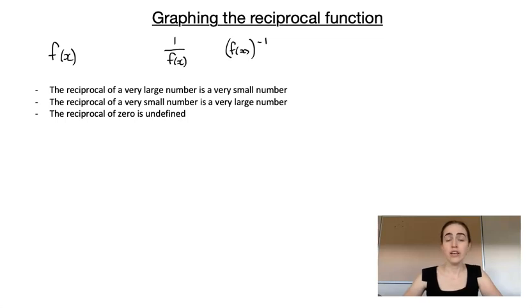Things that we need to know. The three basics are that if we take the reciprocal of a very large number, we end up with a very small number. So if you did, say, 1 divided by 1,000,000, you're going to get something really tiny. And it works the opposite way as well. If we take the reciprocal of a very small number, we end up with a very large number. So if we did 1 divided by 0.000001, you're going to end up with a large number. And the last thing we need to remember is that the reciprocal of 0 is undefined, because we can't divide by 0. If we take the reciprocal, we end up with 1 over 0, which doesn't work.